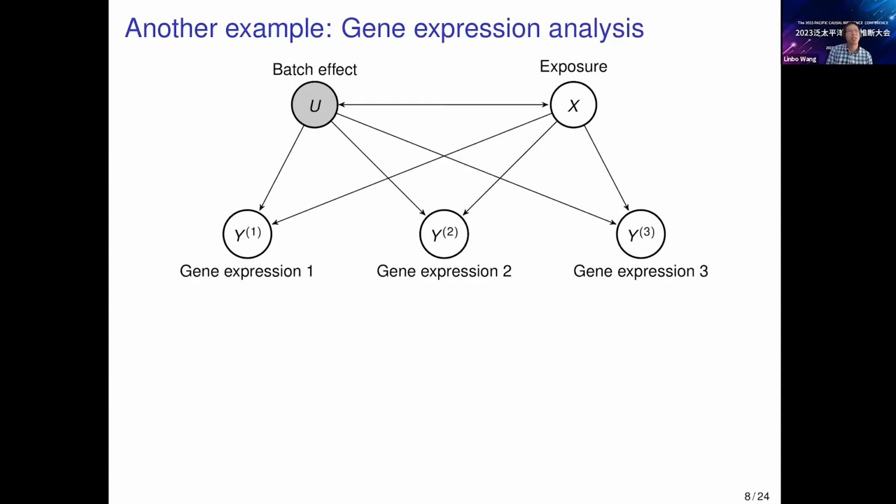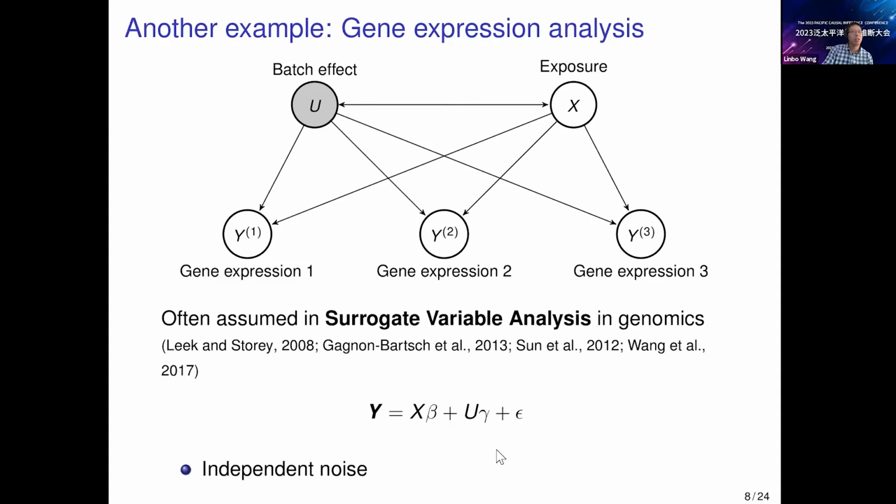Another example where this kind of setup may arise is in genetics, in gene expression analysis, where people are often worried about an unmeasured confounder, which is a batch effect. You may be interested in the effect of one particular exposure on multiple gene expressions simultaneously, but they may all be subject to batch effects. What people have been doing in genetics is assuming linear models relating the exposures with gene expressions, and this is called surrogate variable analysis. One common assumption they make is that the errors epsilon, the noise here, are independent, or the covariance of epsilon is diagonal. This assumption that people often make in practice actually implies our parallel outcome assumption: conditional on X and U, these multiple outcomes are conditionally independent.